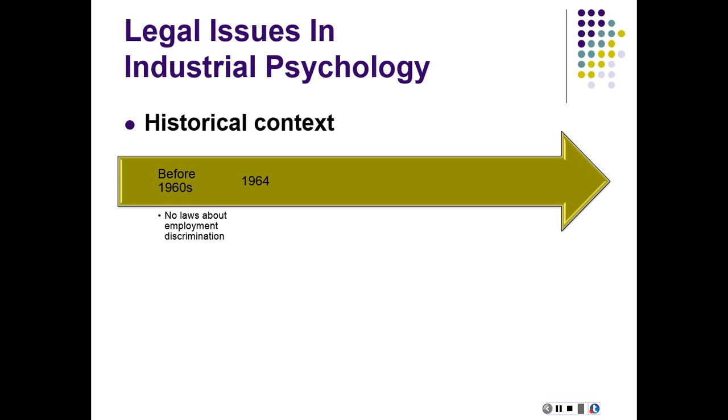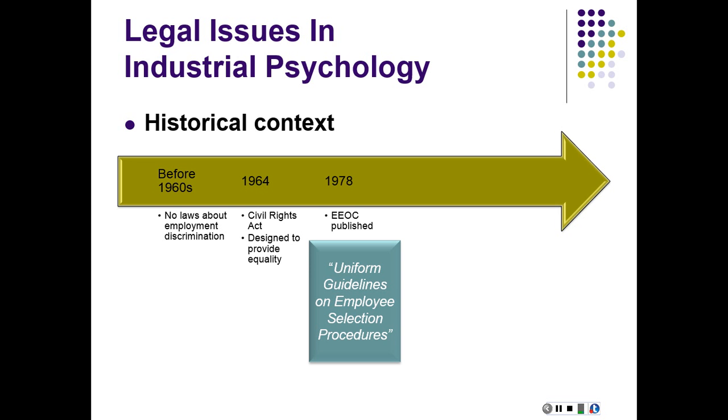for whatever reason. In 1964, there was a sudden sea change in the attitude towards the rights of the employer and the rights of the employee. And so Congress passed the Civil Rights Act, which was designed to provide equality in the workforce for people based on a lot of different variables. We'll talk about those variables in a second.